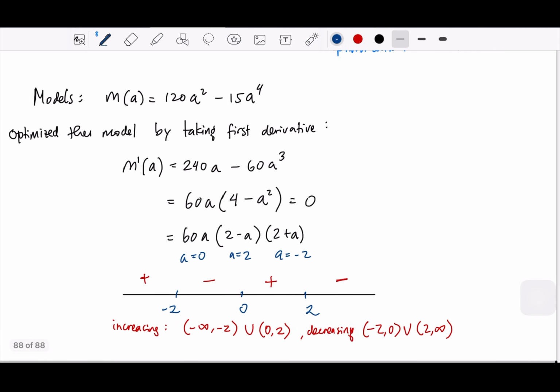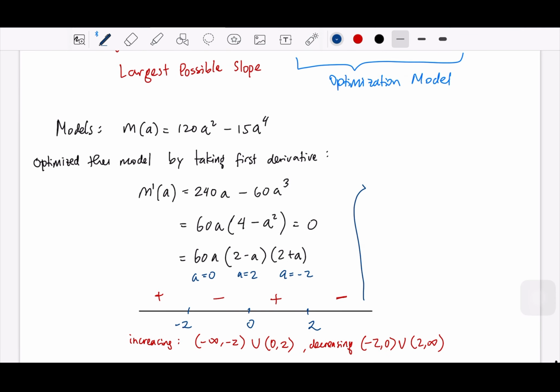So finally we can write here, okay, let me write the conclusions. The local max is at x equal -2 and x equal 2. At m2, I think m2 and m-2 will be the same value, right? Because we have even functions, a squared, a to the fourth, so both become positive. So I think they have the same value. So both of them will be our largest slope.